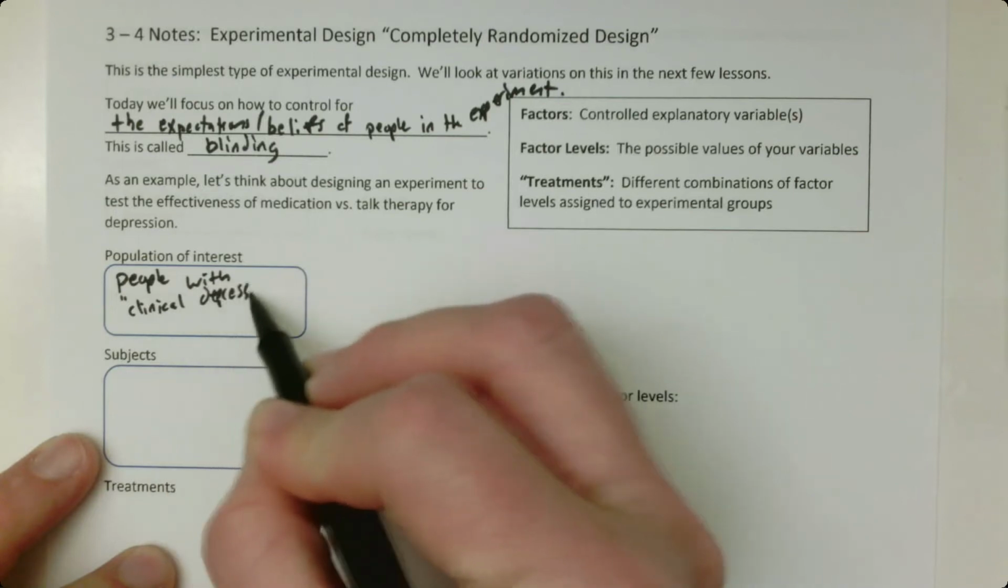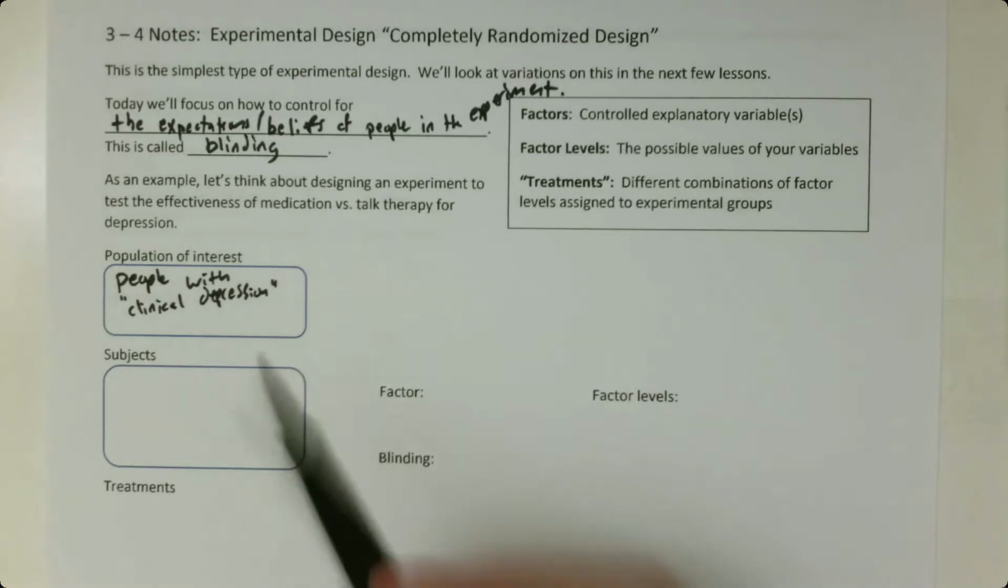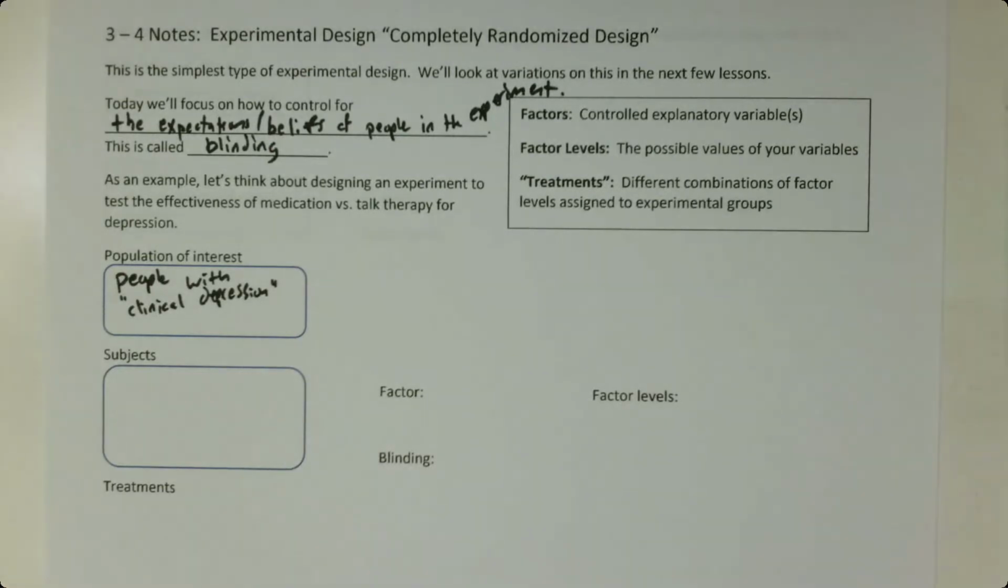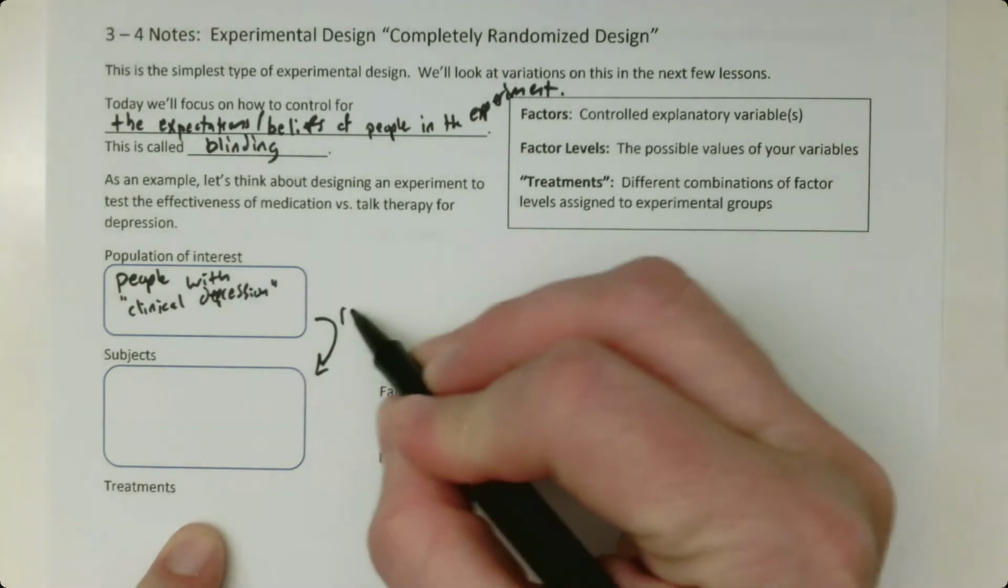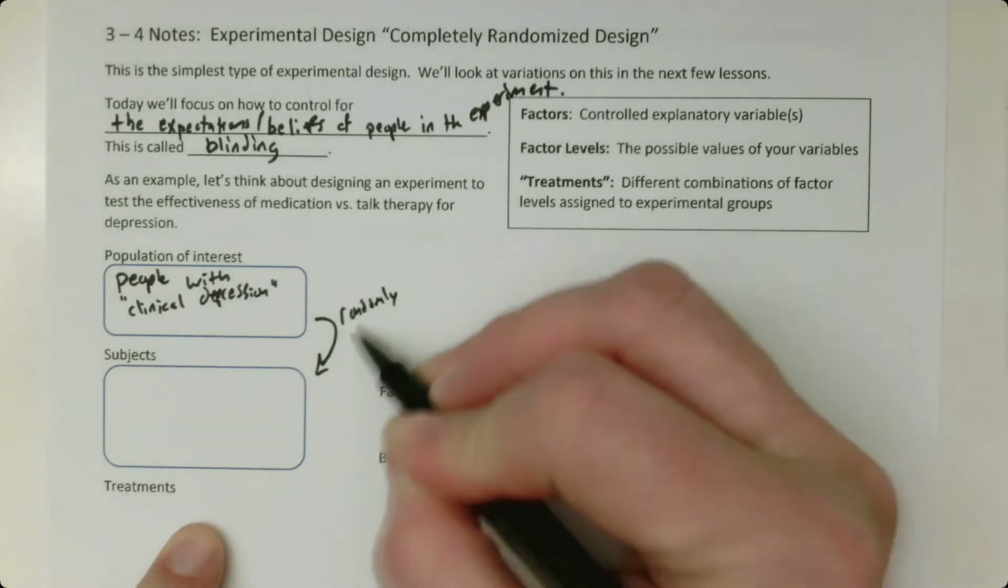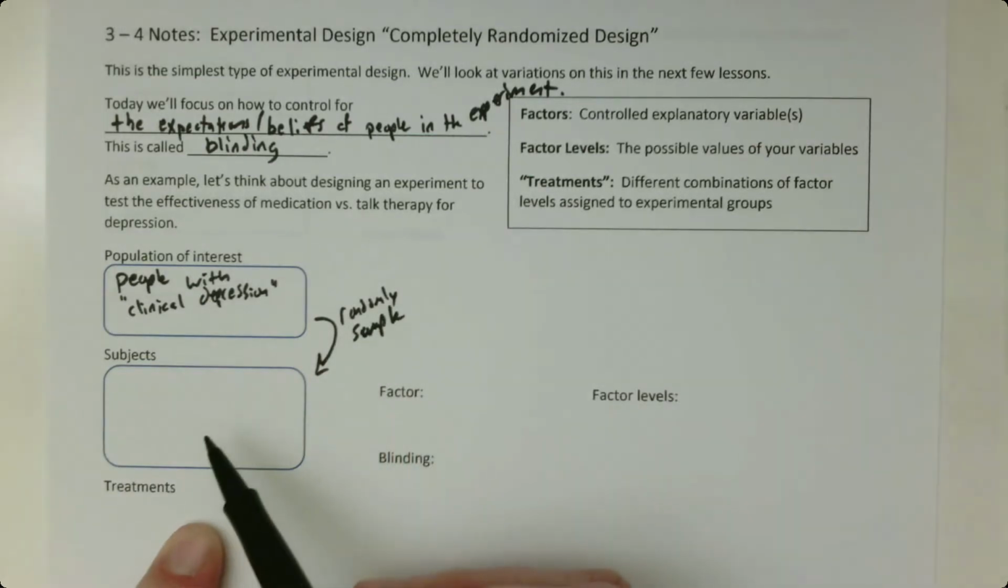And that word clinical depression is just to differentiate from the ordinary English word of depressed, meaning something like sad. So clinical depression would be like the diagnosed condition of depression. So that's our population of interest. Just like last time, we randomly sample, and we end up with some experimental subjects.